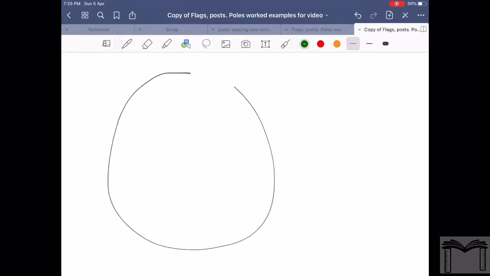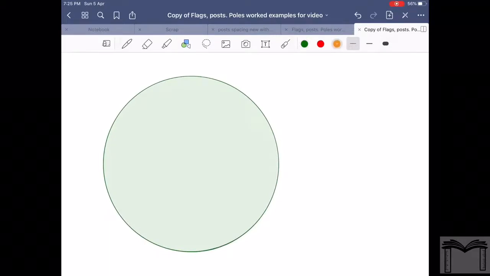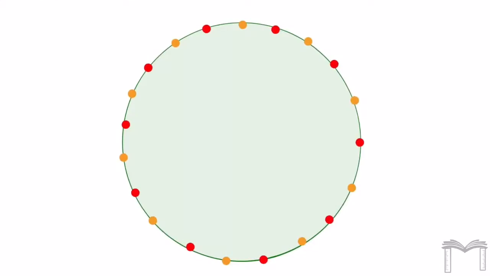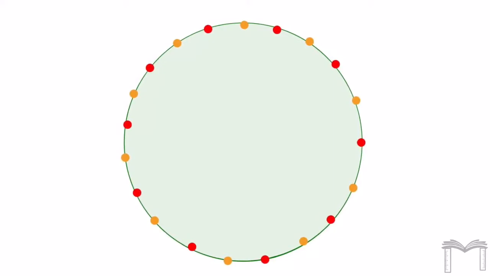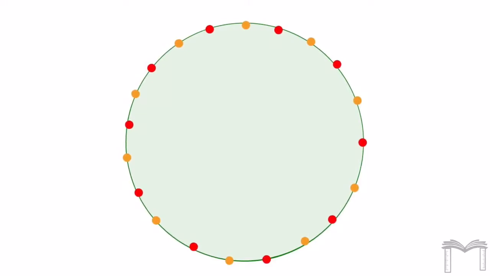So let us make a quick sketch. So here we have the circular field. We have 1, 2, 3, 4, 5, 6, 7, 8, 9, 10 orange cones, and between them we have the red cones. 1, 2, 3, 4, 5, 6, 7, 8, 9, 10. There are spaces between the orange cones. And for objects in a perimeter, we know that the number of objects is equal to the number of spaces. So since the red cones are in the spaces, the red cones will be equal to the orange cones, both of them being 10. The question requires that we find the spacing between the red and the orange cones.